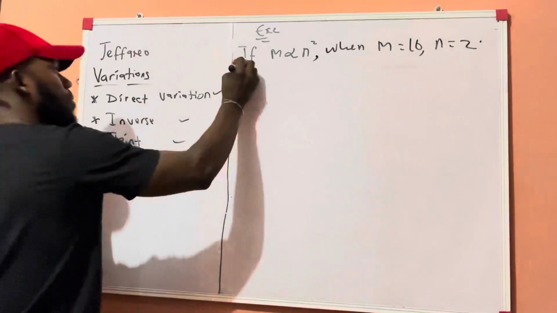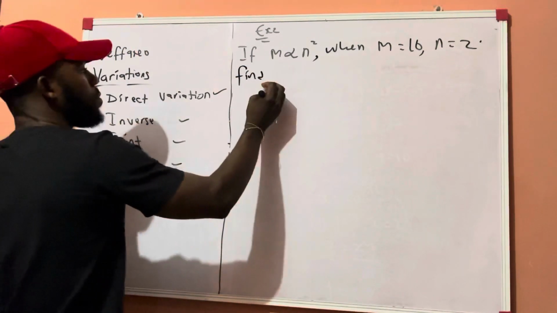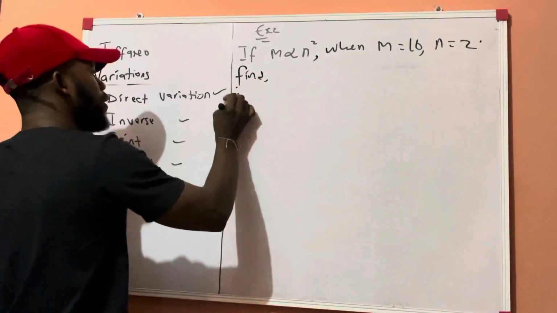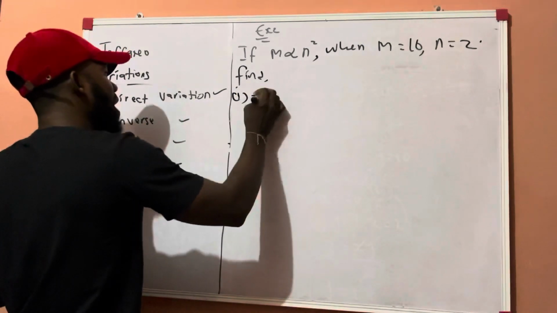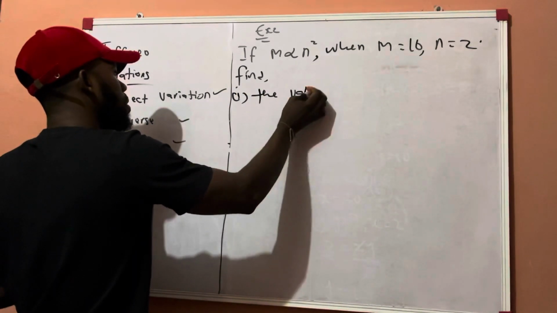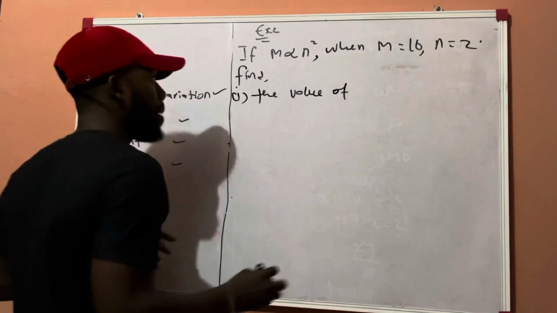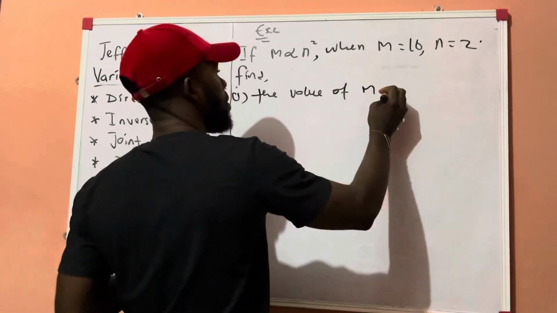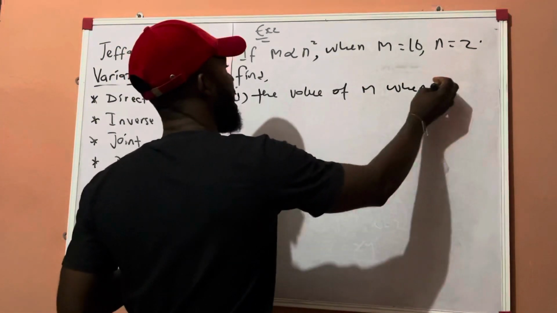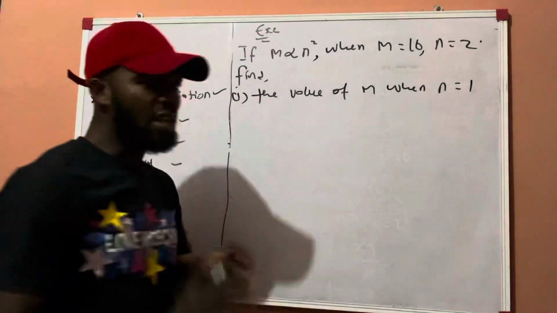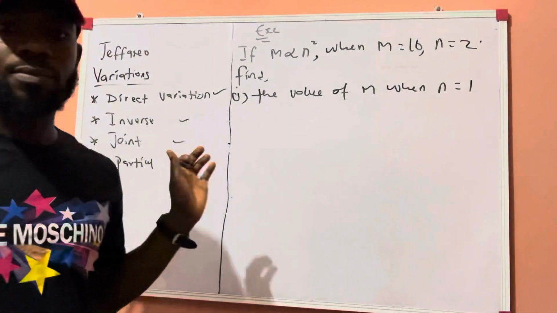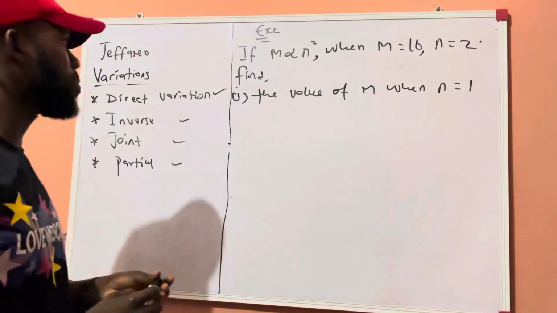Find, comma, Roman figure 1, the value of m when n equals 1. That's what we're going to look at. Just that.